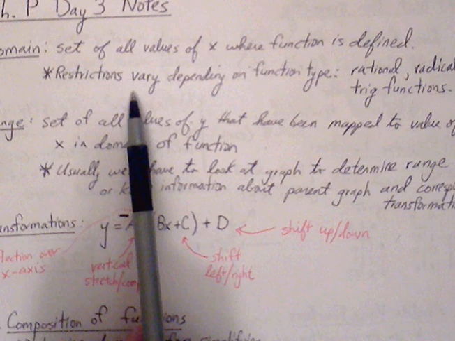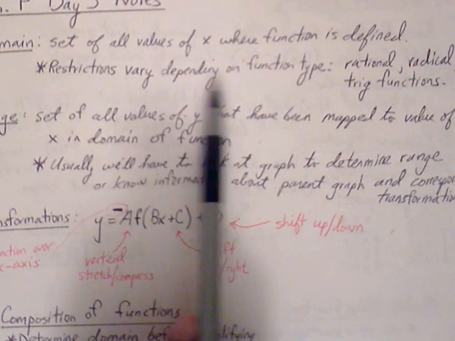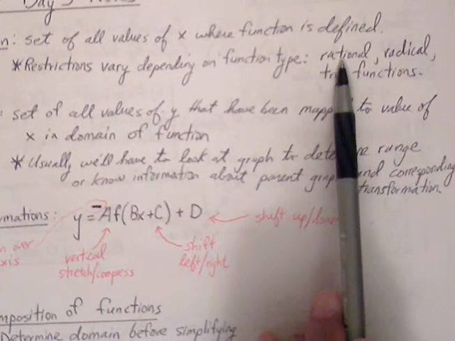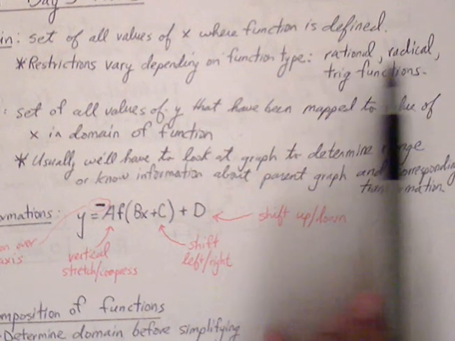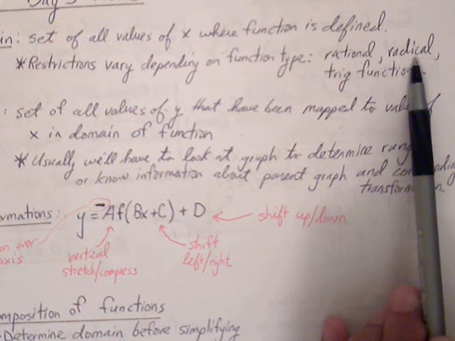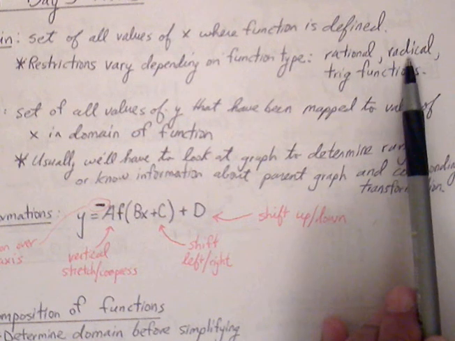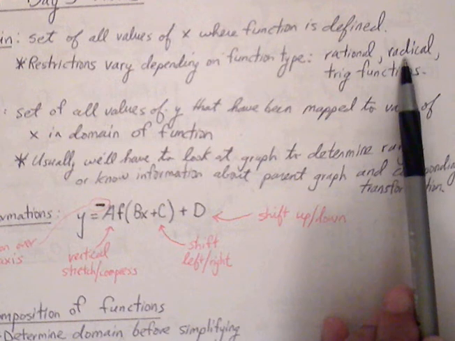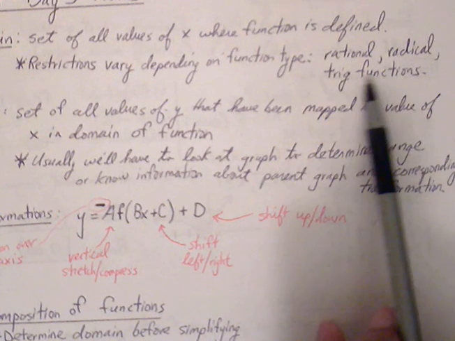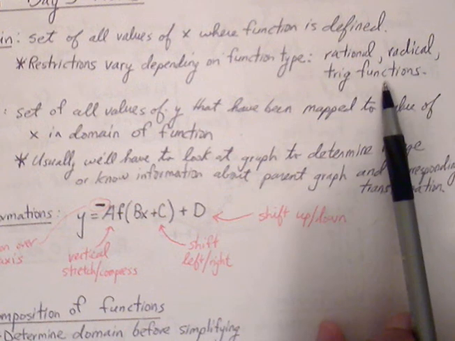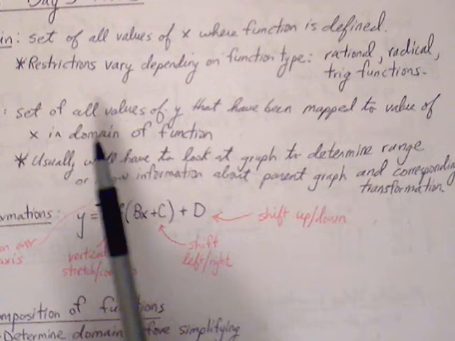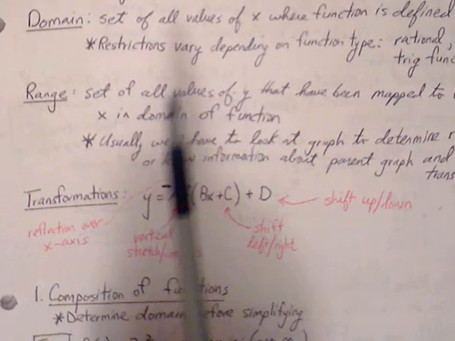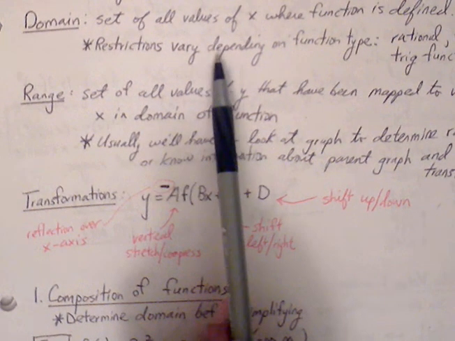And restrictions can vary depending on the function type. So for instance, for a rational function, you're going to be trying to look for restrictions in the denominator. For radicals, you're going to be looking for x values that will cause what's inside the radical to be less than 0. For trig functions, you're going to want to pay attention to where the vertical asymptotes are for certain types of trig functions. And so we'll look at some more examples trying to find domain.